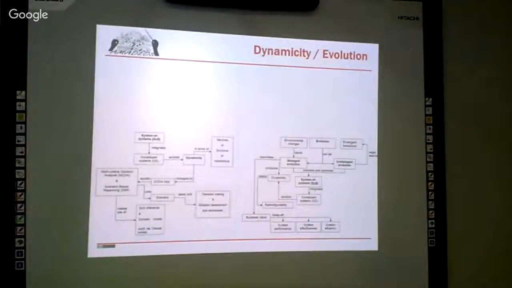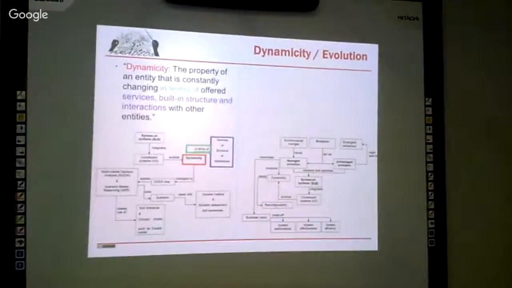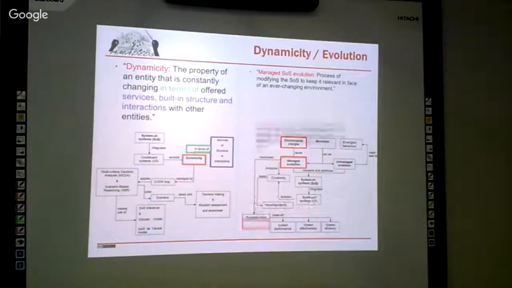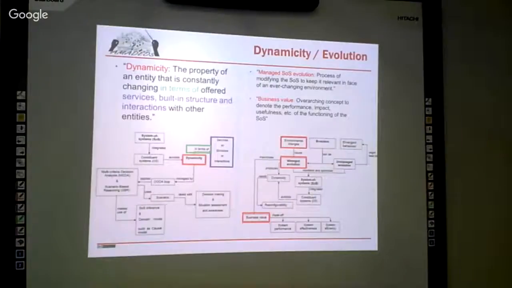When we come to dynamicity, it is the property of an entity which is changing in terms of offered service, built-in structure, and interaction. So dynamicity is changing in terms of service, structure, or interactions. And for example, in a managed system of system evolution, you have managed evolution and you have environmental changes. And we have the concept of business value, which is what we are trying to preserve or to improve or to increase with this evolution.